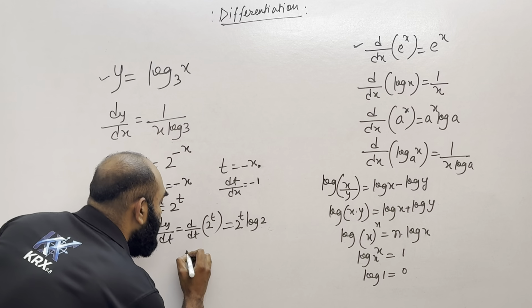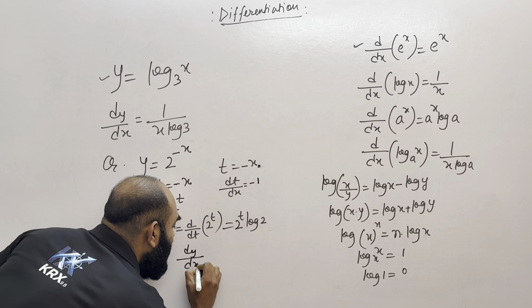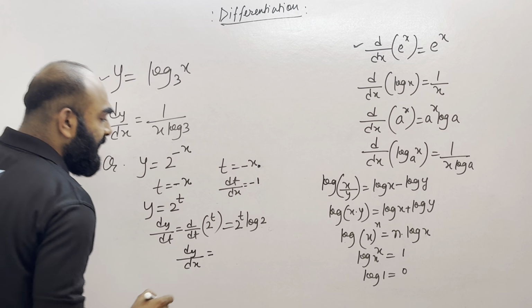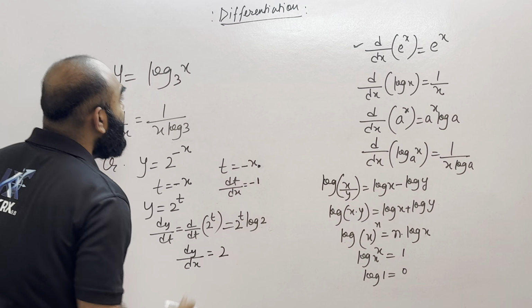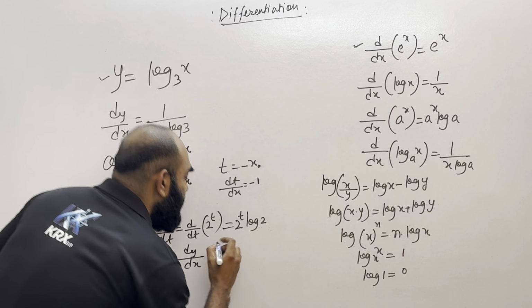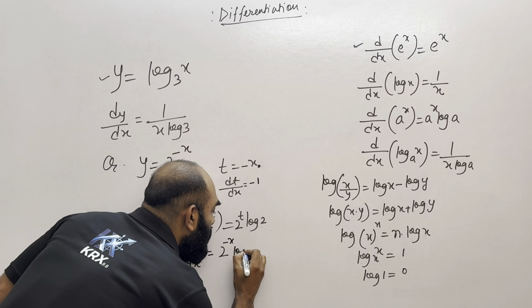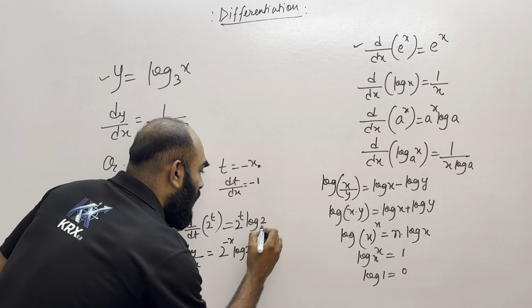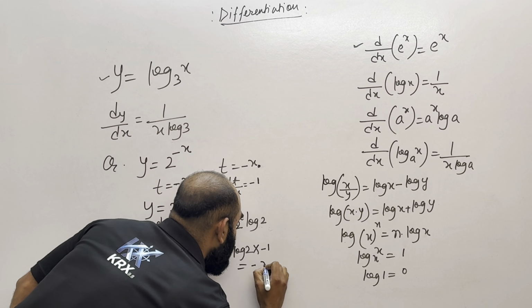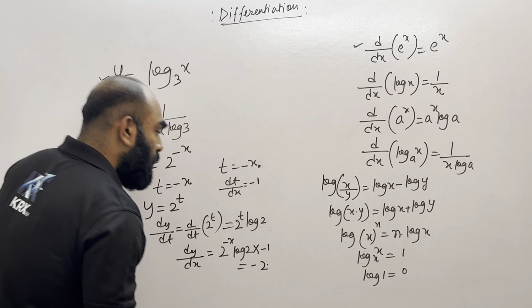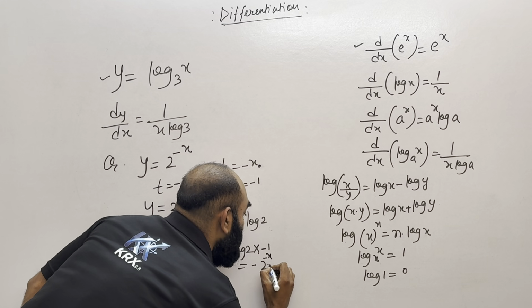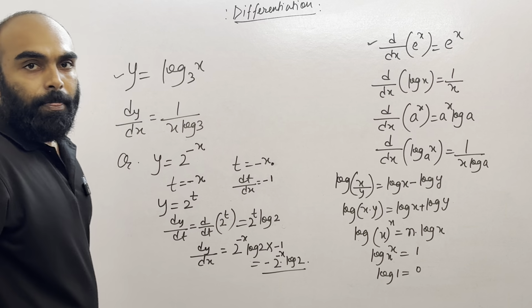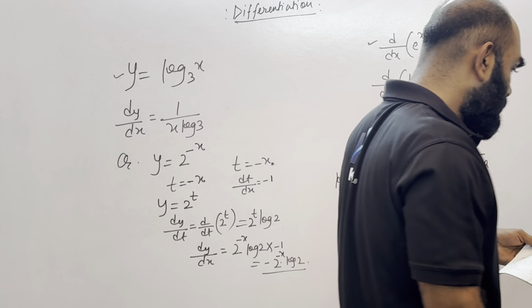So we have the answer dy by dx. dy by dx is equal to how much? dy by dt, that is 2 to the power t, and t is minus x, log 2 into dt by dx, that is minus 1. So I have finally the answer: minus 2 to the power minus x into log 2. Note it down.